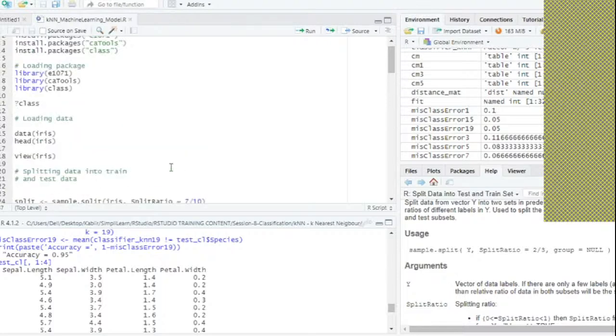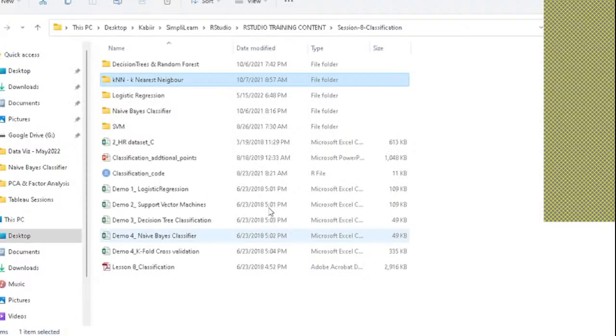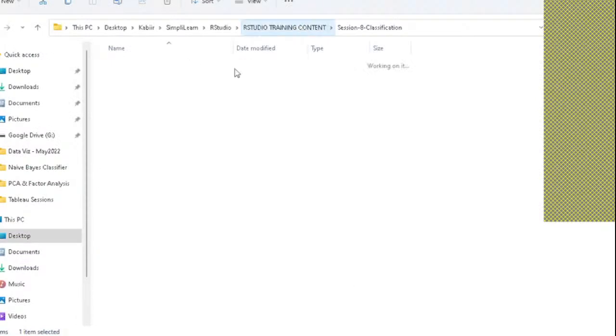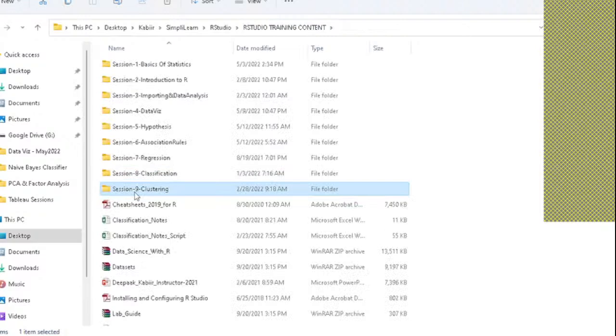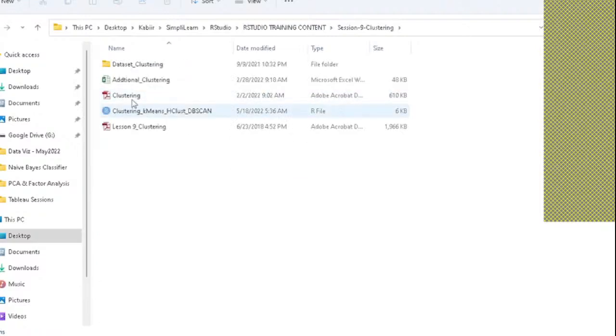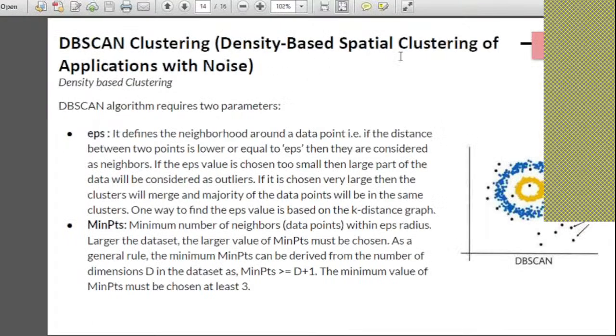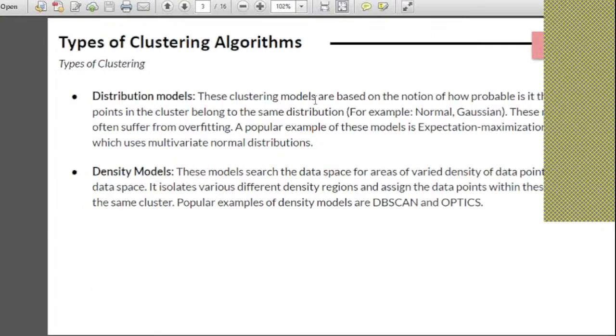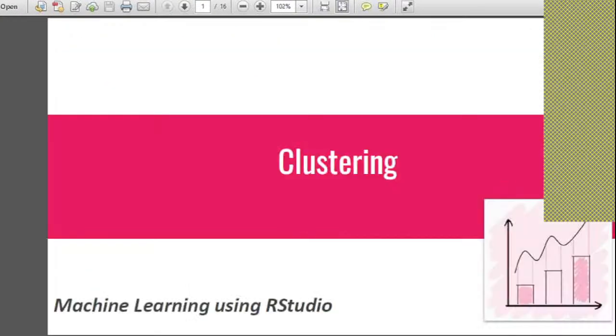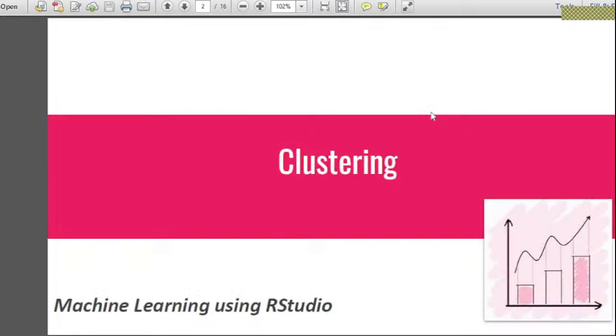Okay, so that's K nearest. Now, what we are going to do is, I have shared session 9 clustering. I've already shared this, so you already have these files.